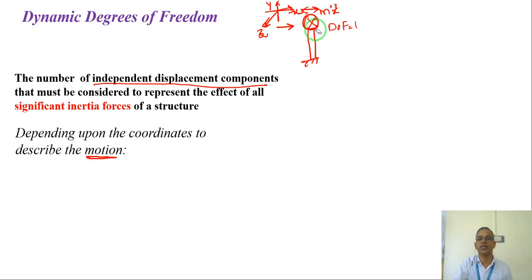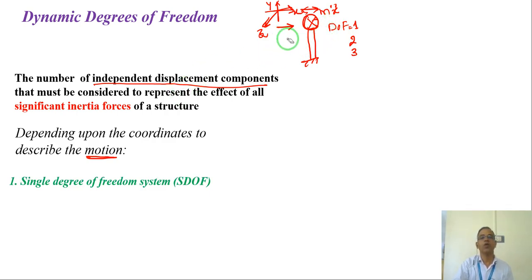If I have to describe the motion of this water tank in the z direction also, it becomes a 2 degree of freedom system. If I have to describe the motion in the vertical also, it becomes 3 degrees of freedom. Right? That's very important. It is not universally the same. We can consider the same structure to be a 2 degree, a 3 degree, or any number of degrees of freedom. So according to the description of the motion of the system, the coordinates you consider, one can be a single degree of freedom system.